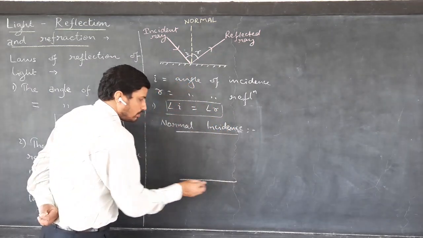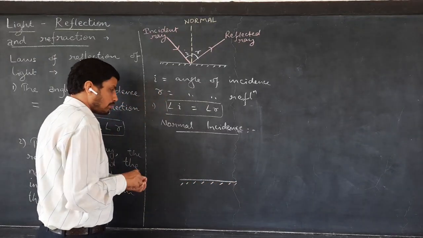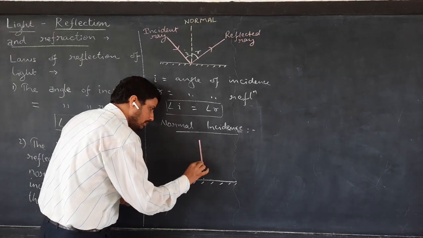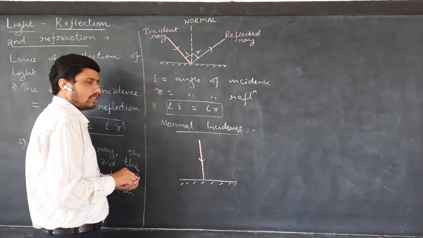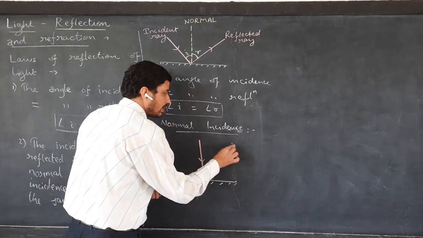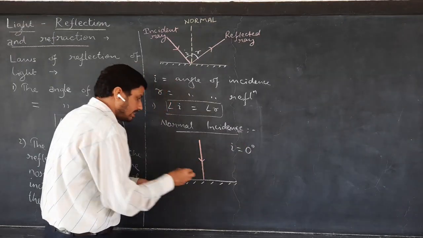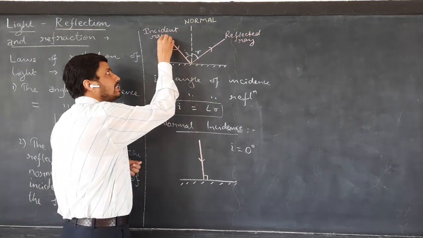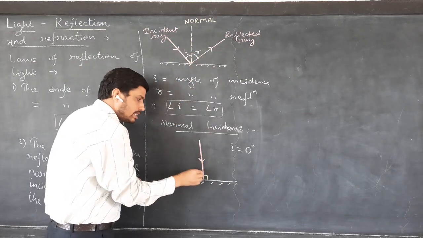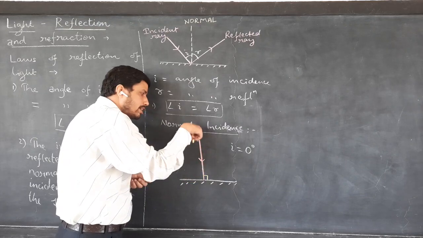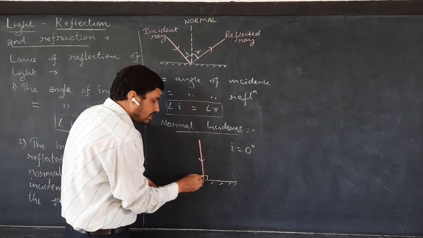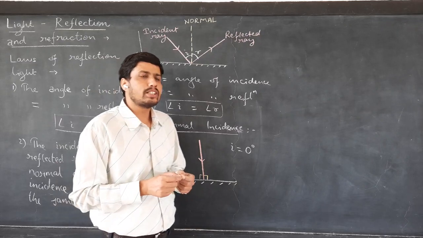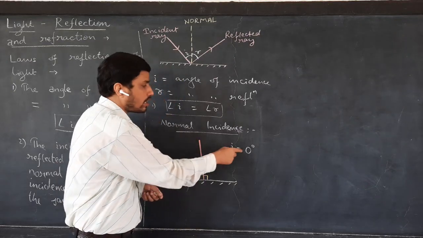So, normal incidence. Suppose we have a plane reflecting surface, and suppose this is the normal. If a ray of light is incident along this normal, like so, then what is the angle of incidence? In this case, the angle of incidence becomes 0 degrees. See, this is 90 degrees. But what is our angle of incidence? Our angle of incidence is the angle between the incident ray and the normal. This is the incident ray and this is the normal. Both are pointing in the same direction. So this angle is not the angle of incidence. This is the angle between the incident ray and the plane of the mirror. Angle of incidence is the angle between the incident ray and the normal. So i is 0 degrees.